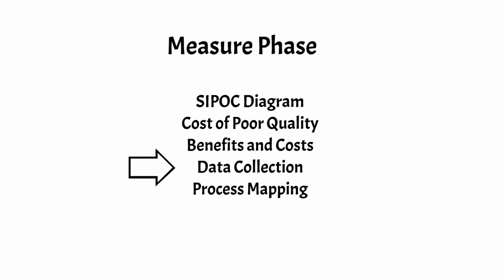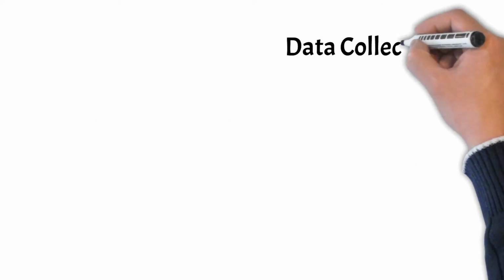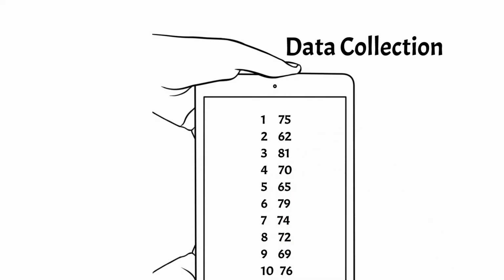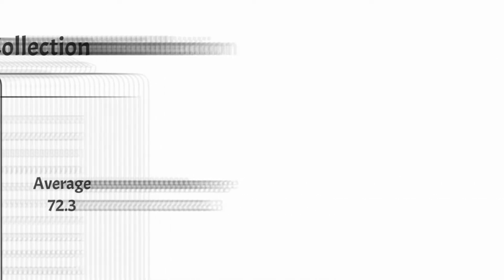Data collection. Data collection is a central part of the measurement phase. It begins by measuring customer satisfaction. Here are customer satisfaction scores for Travis's European operations collected over the previous 10 months, where 100 represents a perfect score. The average over this 10-month period is 72.3. Shortly, you will discover that other data needs to be collected as we move through the project cycle.